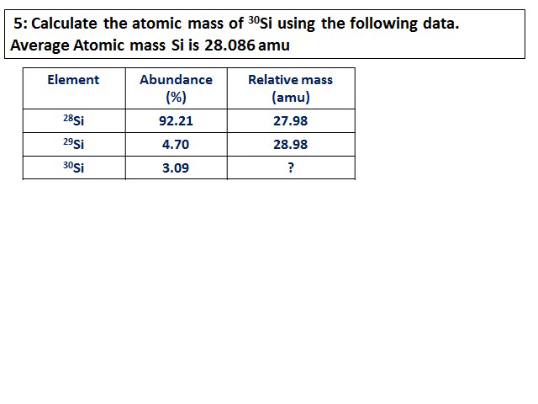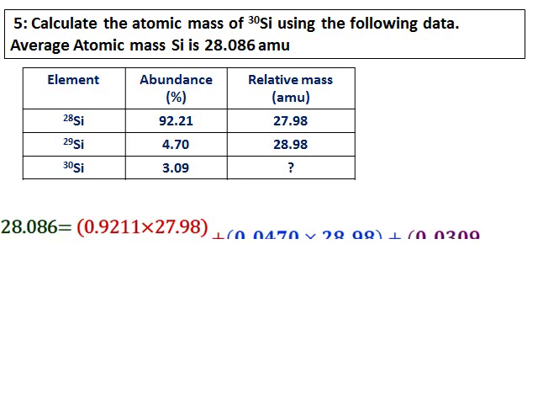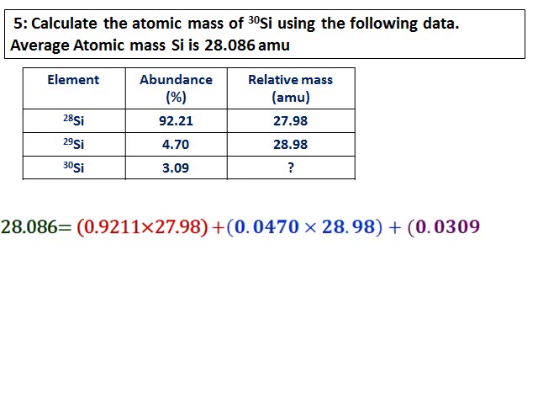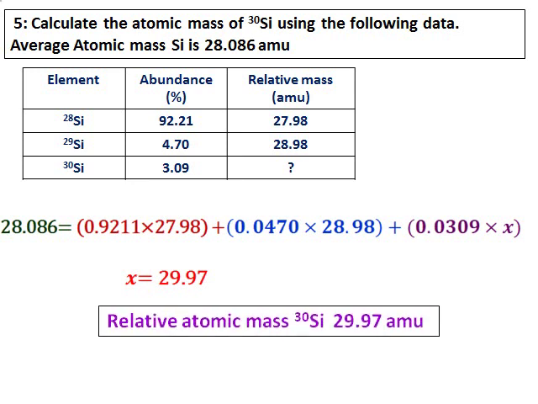Calculate the atomic mass of silicon-30 using the following data. The data is given. The average atomic mass of silicon is also given. The percentage abundance of the three silicon isotopes, 28, 29, 30, is given, and the relative mass of two of the isotopes is given. You have to calculate the relative mass for the third isotope. So just set up the equation. The average atomic mass is abundance times the relative mass, and if the relative mass of one of the isotopes is X, the last term becomes 0.0309 times X, and get the value of X, and this will be the relative atomic mass of the isotope silicon-30.